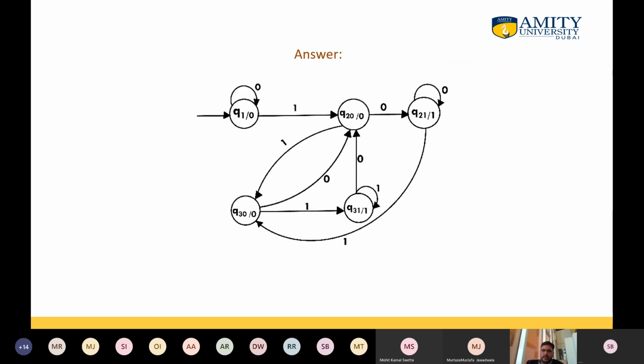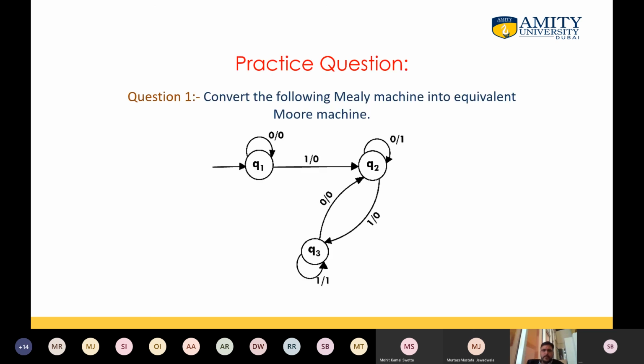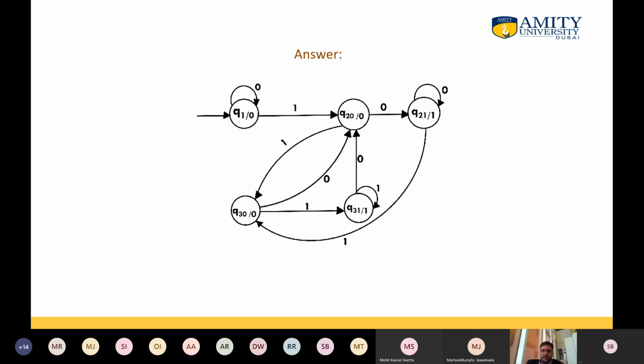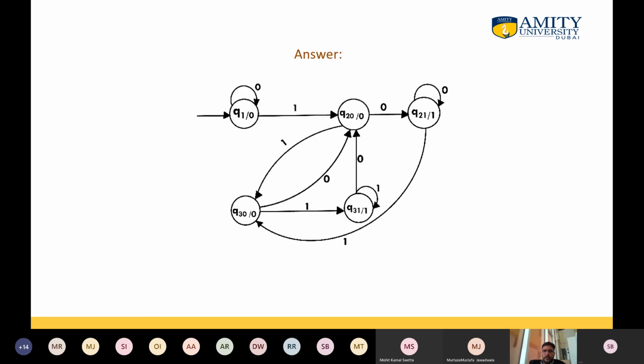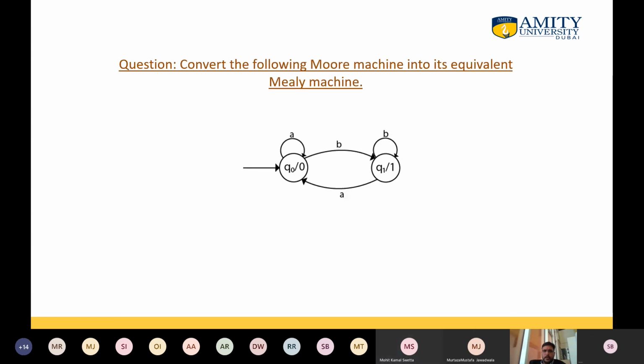Now I am giving one practice question, and the answer is also given here. But what you have to do is follow the process and make it stepwise. Okay. So you can do it at your home once class is finished, because we have 5-6 minutes more. I will move on to Mealy Machine as well, but these practice questions you have to do at home.